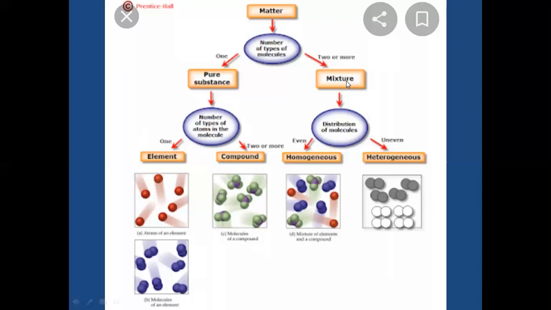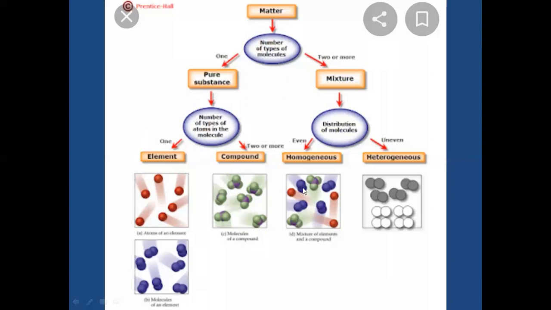The mixture is further subdivided into homogeneous mixture and heterogeneous mixture. A homogeneous mixture has uniform composition, but a heterogeneous mixture does not have uniform composition of atoms. So you can see the atoms or molecules in this case: this is one molecule which has one purple and three green balls. They are at both corners.